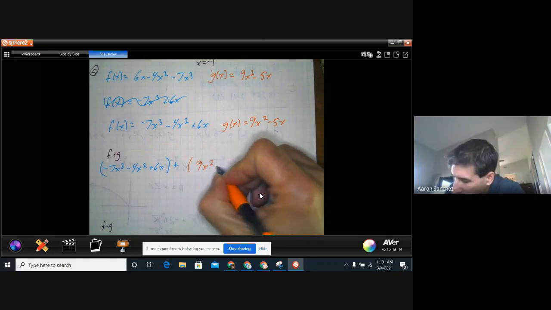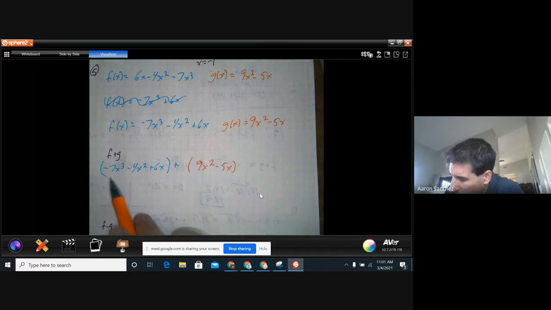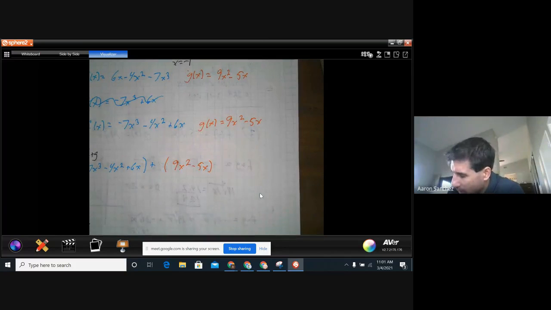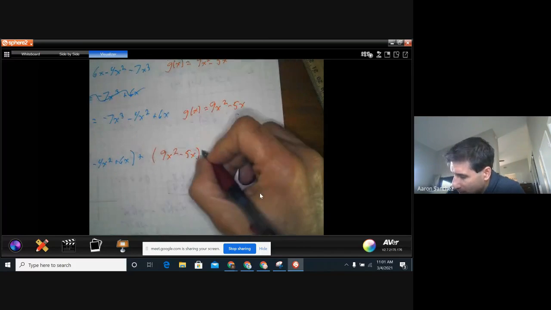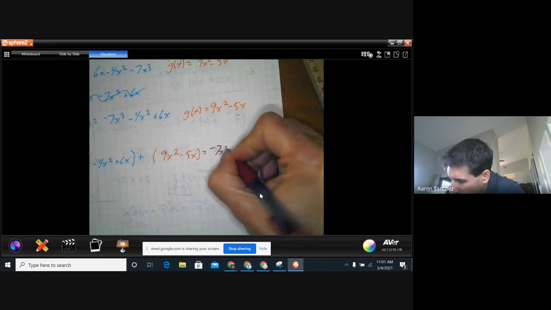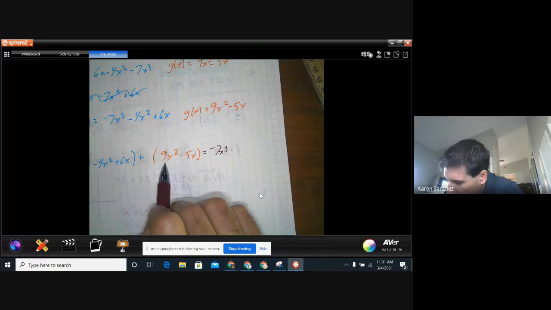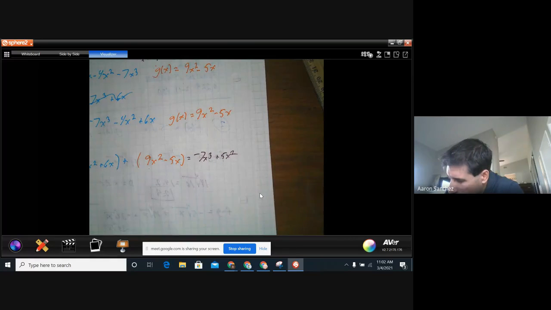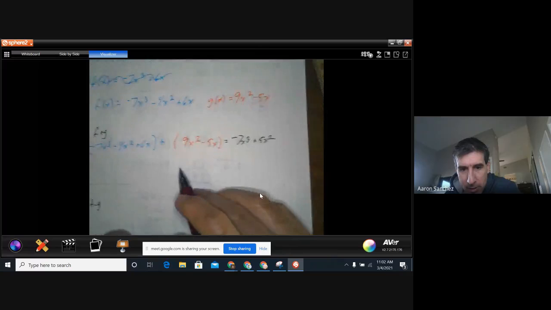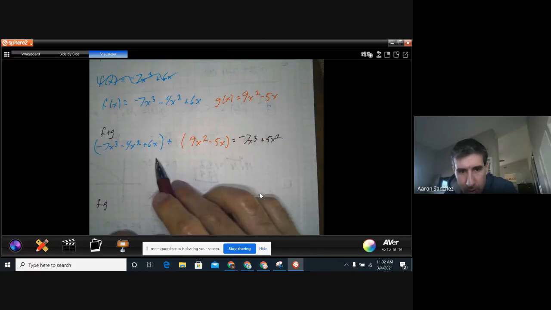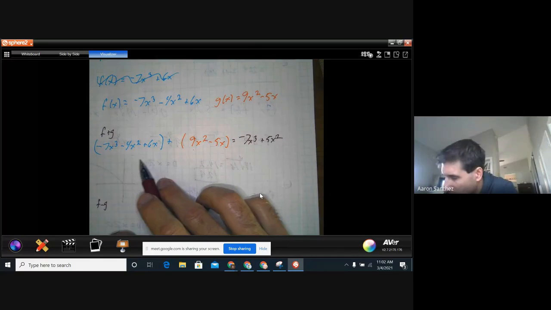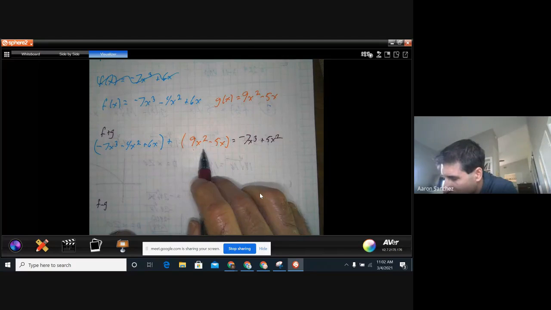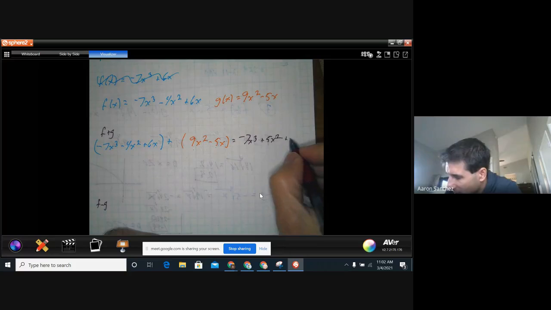Negative 7x cubed minus 4x squared plus 6x plus 9x squared minus 5x. You just combine like terms. No other 7x cubed, so I just leave it. My answer is negative 7x cubed. Negative 4x squared plus 9x squared is positive 5x squared. They're different, so you subtract them: 6x minus 5x is x.